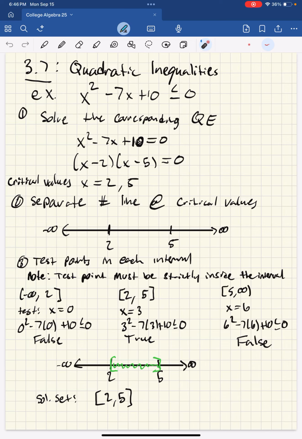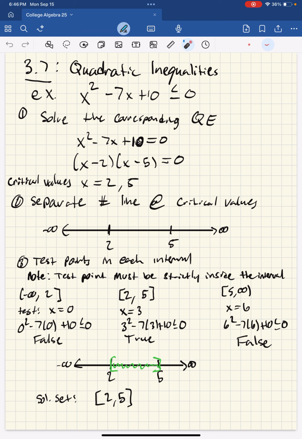3.7 quadratic inequalities. So we want to start with a positive leading coefficient. So we've got a positive leading coefficient. If you got a negative leading coefficient, multiply by -1. And remember, you have to flip the inequality symbols. So we're always going to start with the positive leading coefficient and go from there.